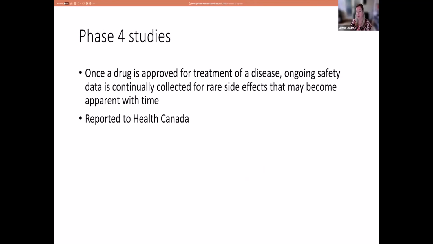And finally, we have phase 4 studies. This is once a drug's approved for treatment of disease, there's ongoing safety reporting that happens to Health Canada. It's continually conducted, and this is where you can look for rare side effects. Once you have thousands of people that have been treated, you might find evidence of some rare things that we didn't know about early on. So this is what happens in this process.